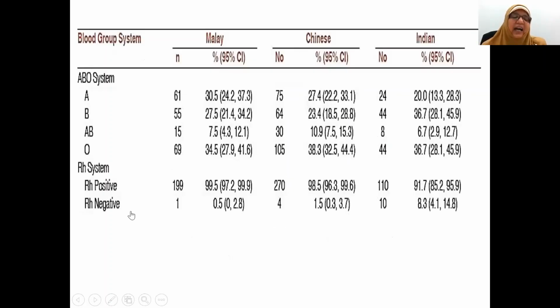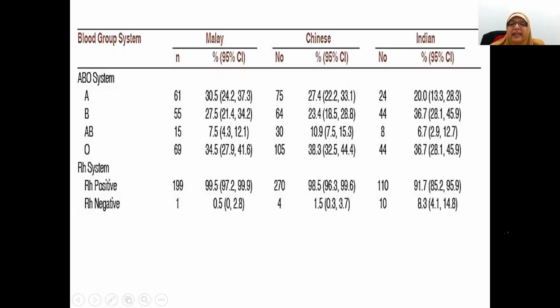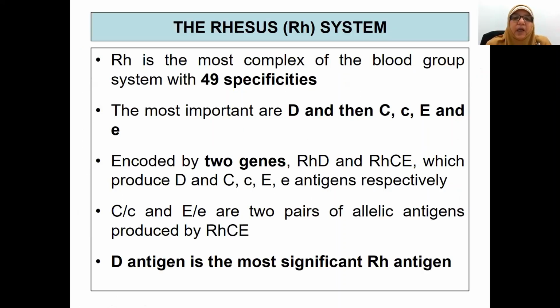Okay, you should know by now that the most common blood group in our population will be O. Of course, you have more Bs among Indians. And the other thing is, our Indian population has the highest rhesus negative. In the study, it's about 8.3%. So when you have a rhesus negative patient, to you it's just D negative, so there's absence of this big D.